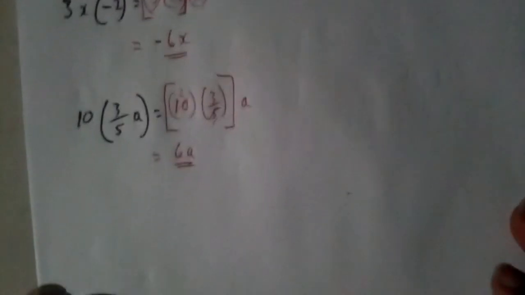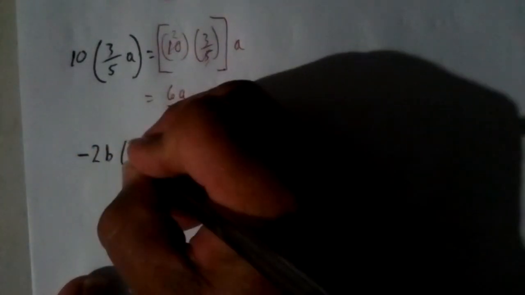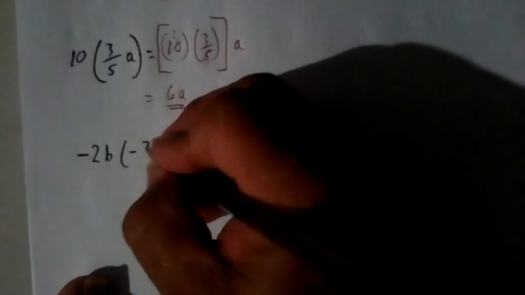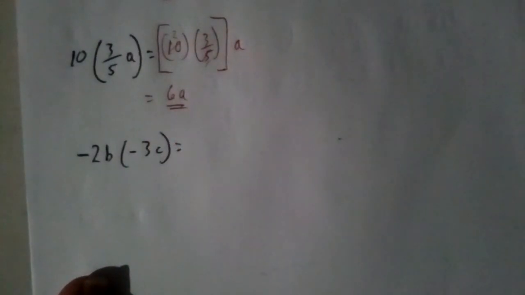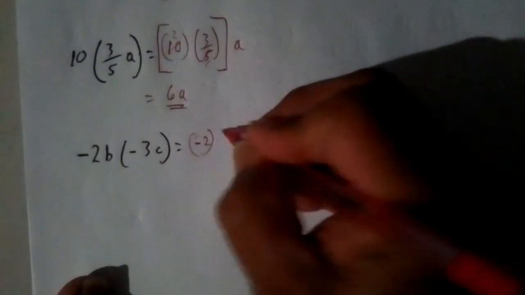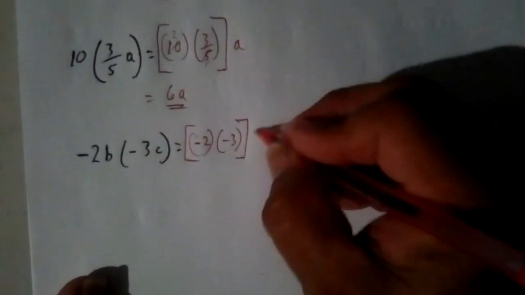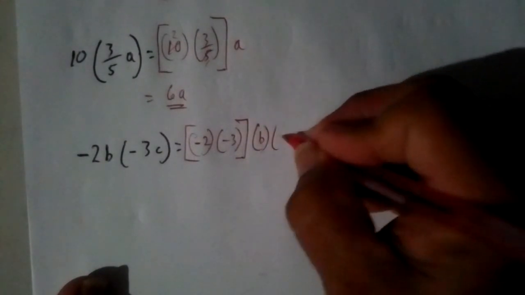We have now seen whole numbers, we have seen fractions. Now we're going to go with some negative values. So consider that I have negative 2b times negative, say, 3c. Now here we have variables, we have numbers, so let's combine them. We put negative 2 times negative 3, and we put our bigger bracket so as to show this is what I'm going to be working first. Bring the b times the c.